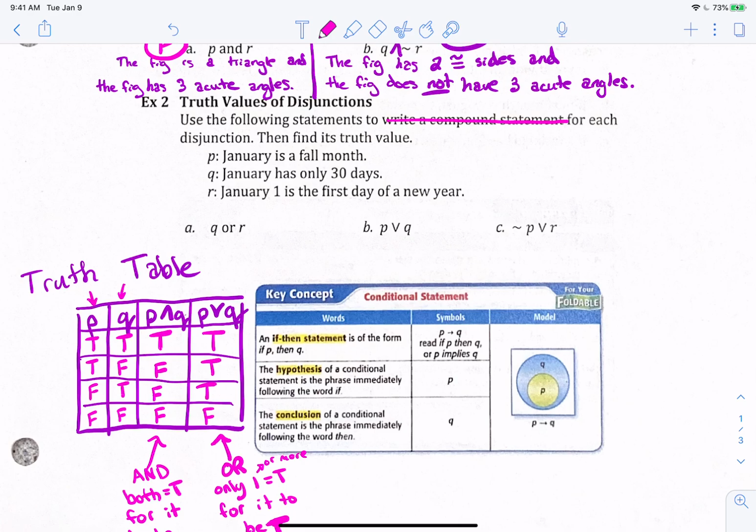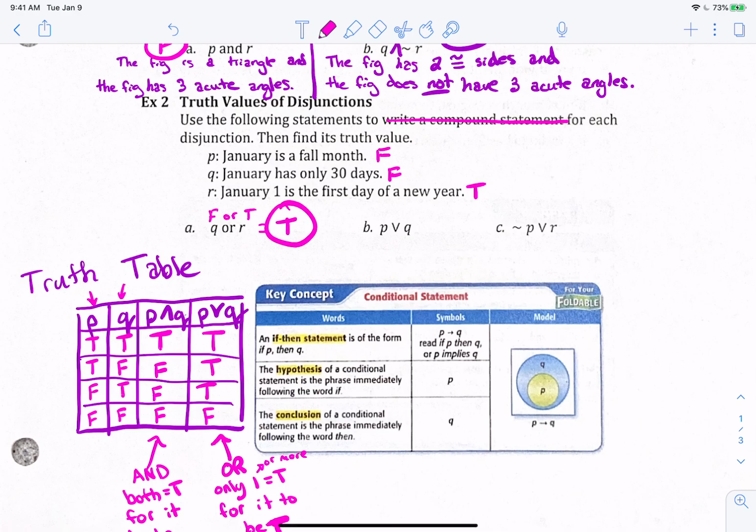So January is a fall month. False. January has only 30 days. False. It has 31. January 1st is the first day of a new year. True. Okay? So, A says Q or R. So Q is false, or R is true. So is one or the other true? Yes, so the whole thing is true.